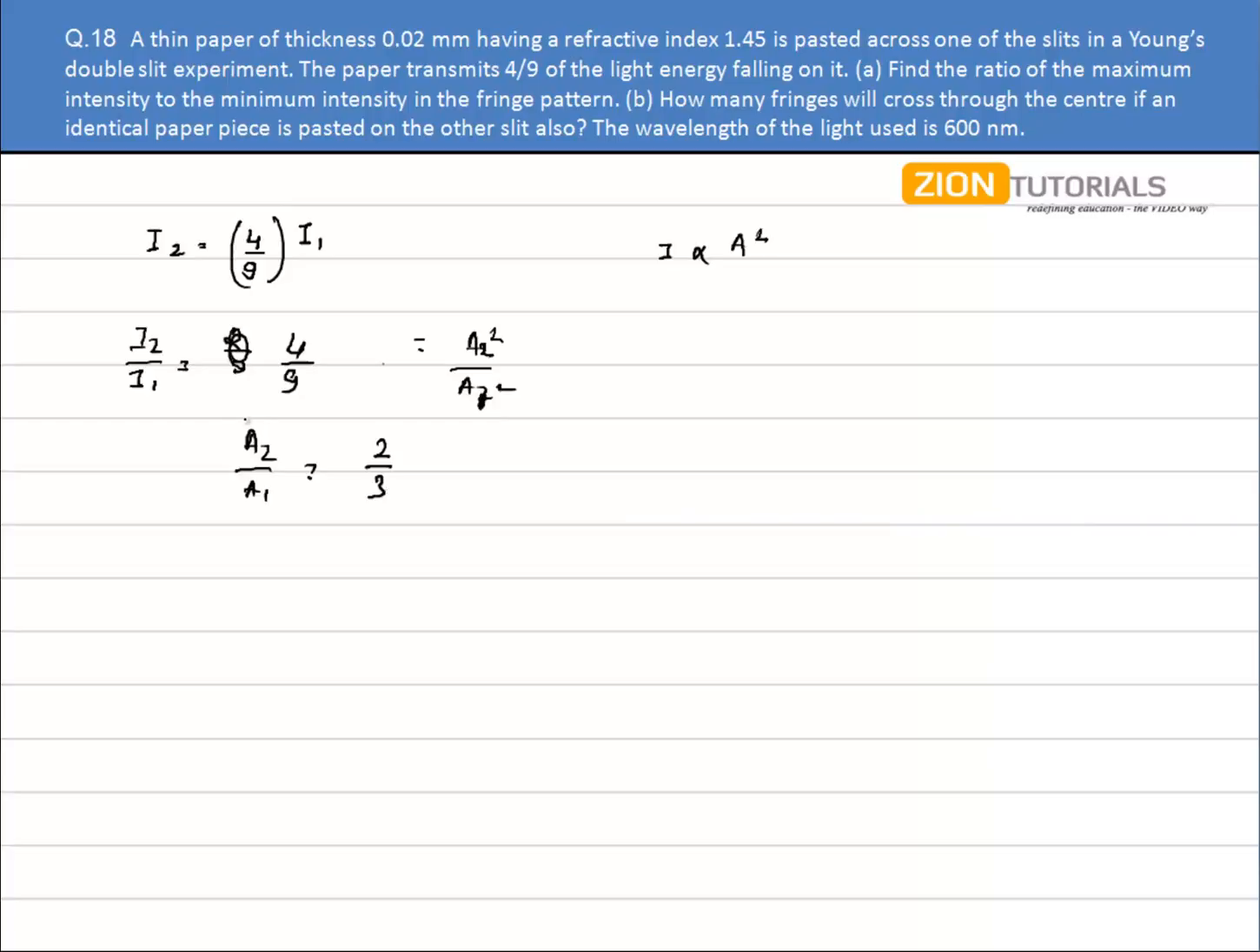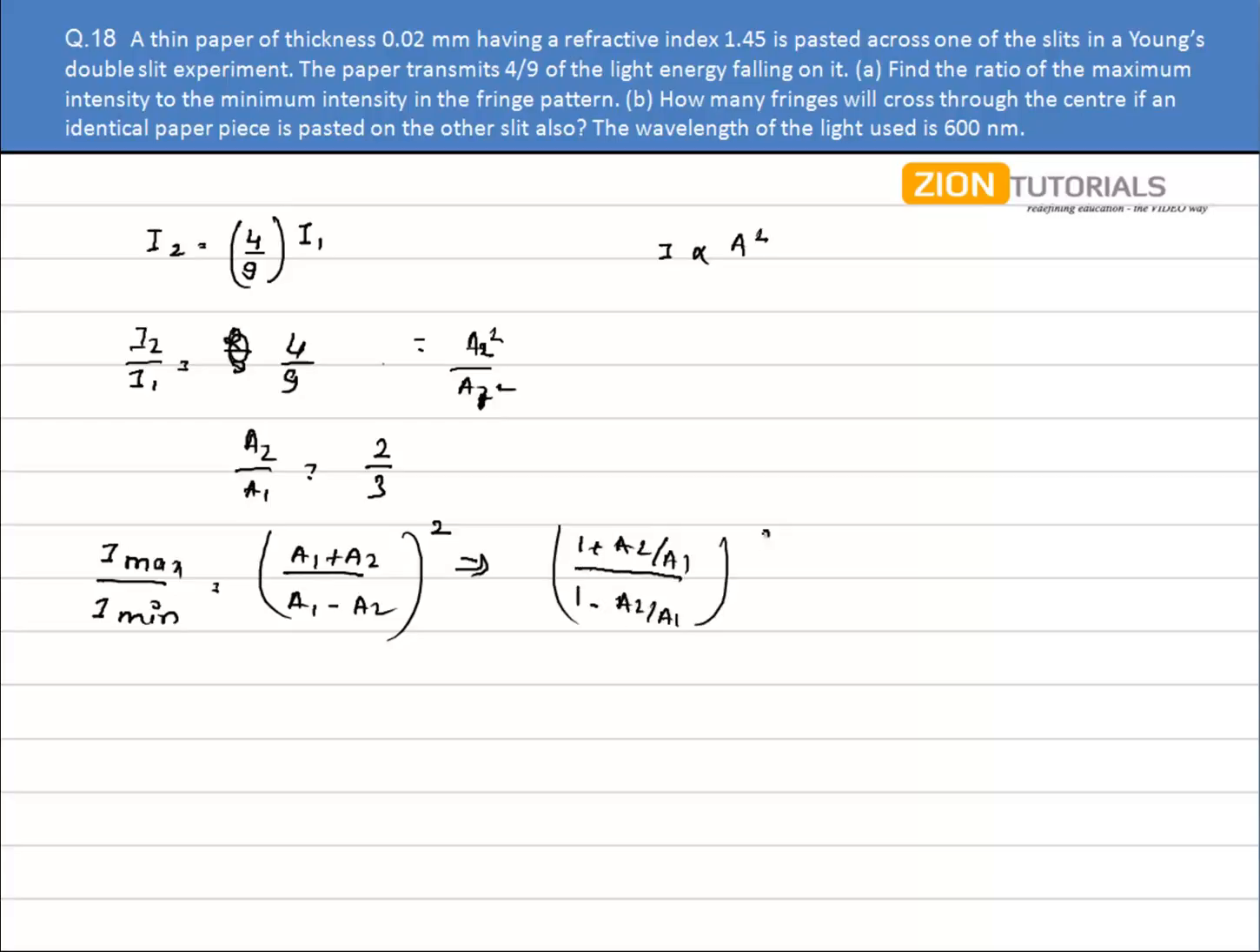Alright, now what I have to calculate is the ratio of the maximum intensity to that of minimum intensity. So the ratio of maximum intensity to that of minimum intensity is given by (A1 plus A2) over (A1 minus A2) whole square. Fine. So it can be written as (1 plus A2 by A1) over (1 minus A2 by A1) whole square. So it comes out to be (1 plus 2 by 3) over (1 minus 2 by 3) whole square, which gives me the ratio as 25:1. That is the ratio of the maximum to that of minimum intensity.